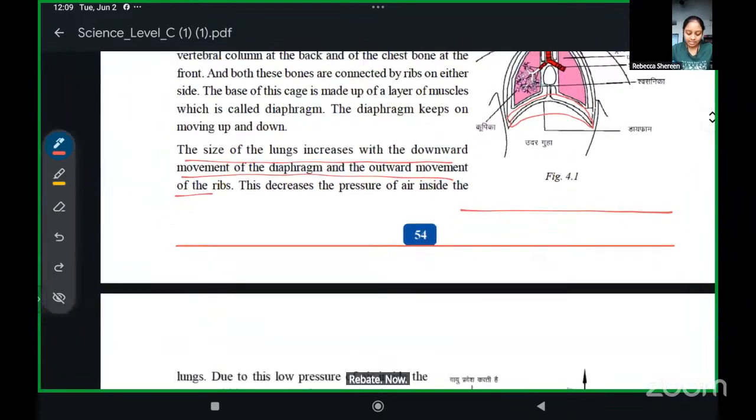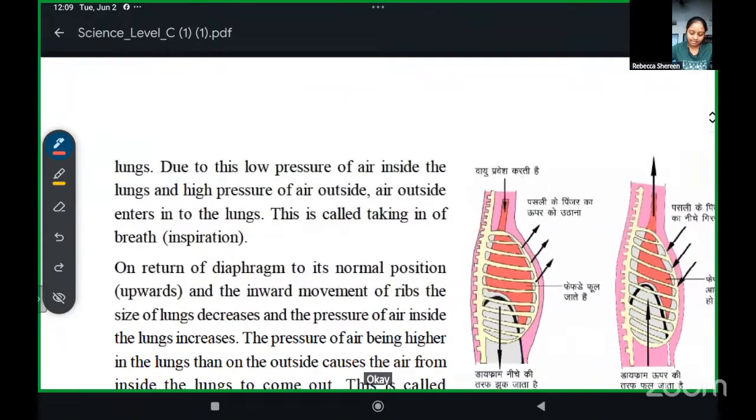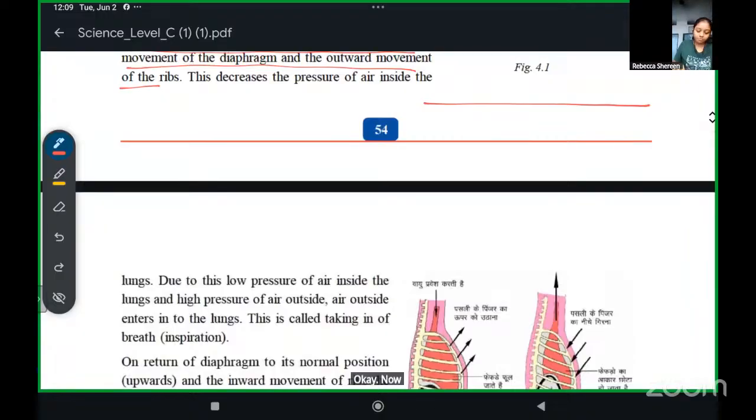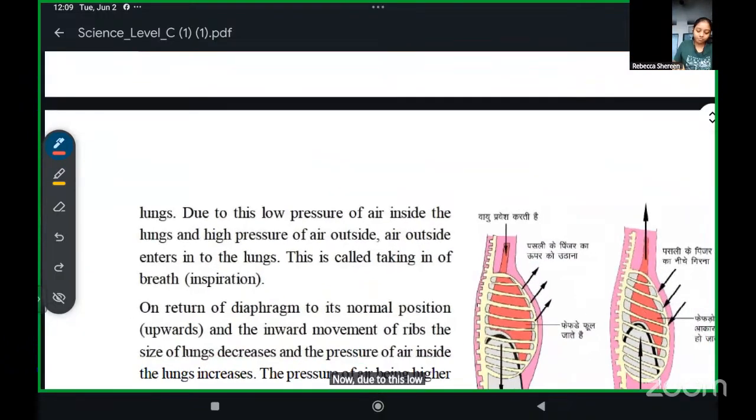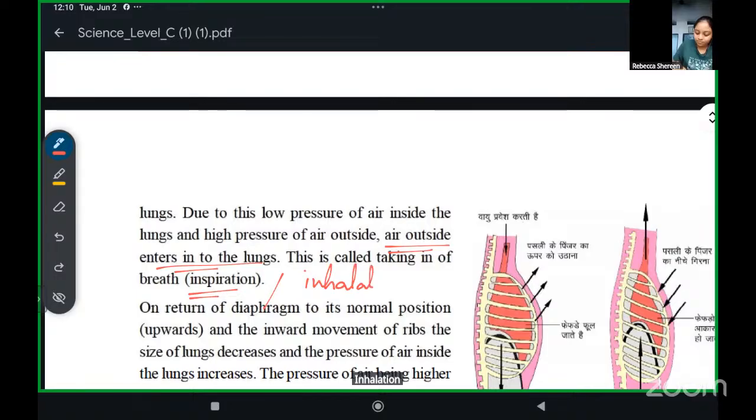Now, this decreases the pressure of air inside the lungs. Due to this low pressure of air inside the lungs and high pressure of air outside, the air outside enters the lungs. When we take in the air, this is called inspiration or inhalation.